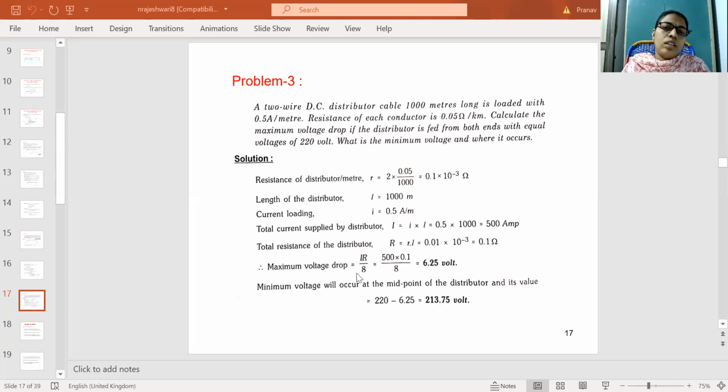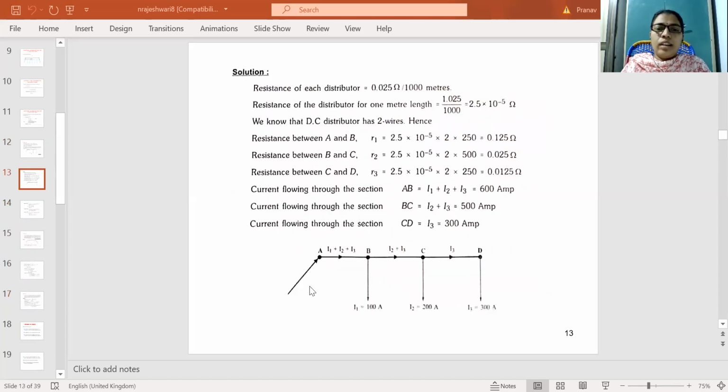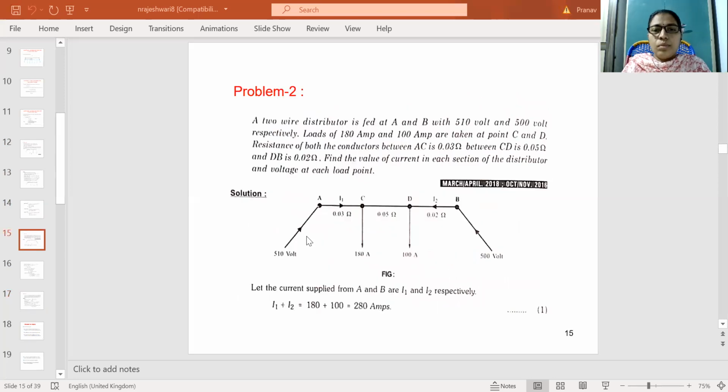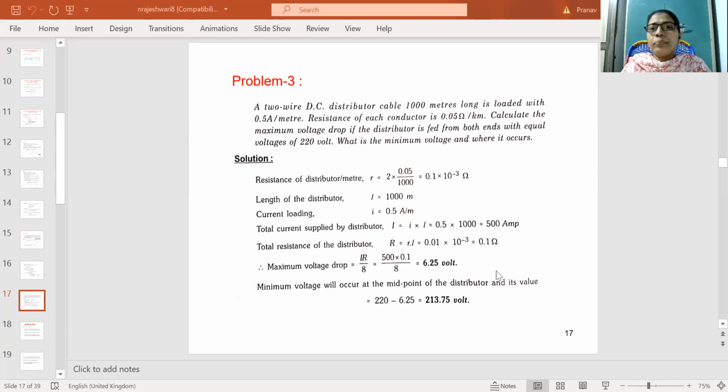So these are the three problems regarding a distributor fed at one end, a distributor fed at both ends, and also a uniformly loaded distributor. So these are the three problems.